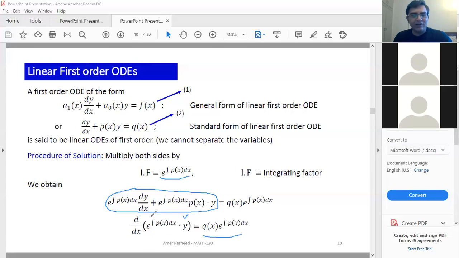Now on the left hand side we have the derivative of this function. Now this expression can be integrated with respect to x on both sides.